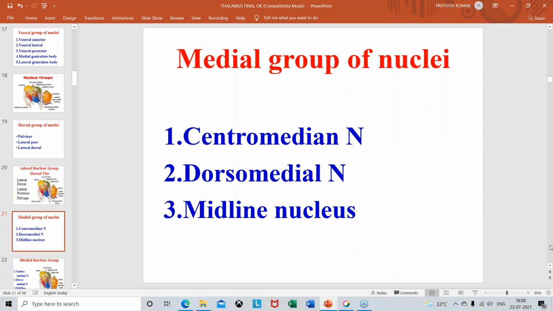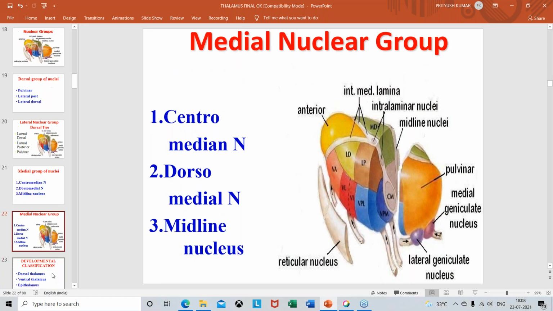Then we have the medial group. In the medial group, we have the centromedial nucleus, dorsomedial nucleus, and midline nucleus. So we have started this way, and we can take the help of this. All the thalamic nuclei can be divided into anterior, medial, and lateral. Lateral are further divided into ventral and dorsal.